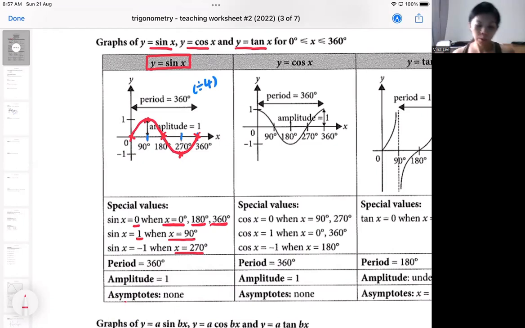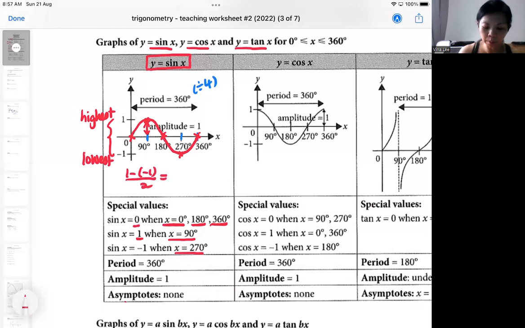There is also something called amplitude. Amplitude is like half the body height. In a way, it's the highest minus the lowest, and then you divide by 2. In this case, if you do the highest minus the lowest and divide by 2, you are getting 1. So that is the amplitude. That is the height of the wave, which is the height of your graph. The height of the graph can change, and the period can change. Later on, we'll explore how it will change, but at this moment we're just exploring the basic graph.